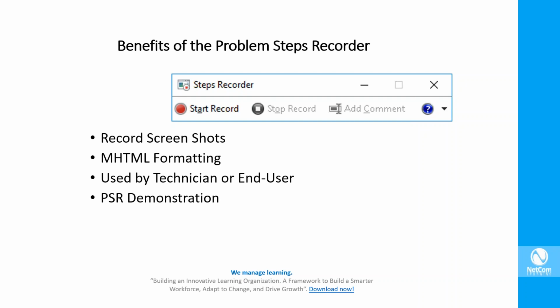What does it do? Well, on Windows 7 and 8, the name of this product was the Problem Steps Recorder. In Windows 10, Microsoft removed the problem part and it's now just called the Steps Recorder. It's the identical tool. It's exactly the same tool. So the way you would configure it on any of those three platforms is going to be identical.